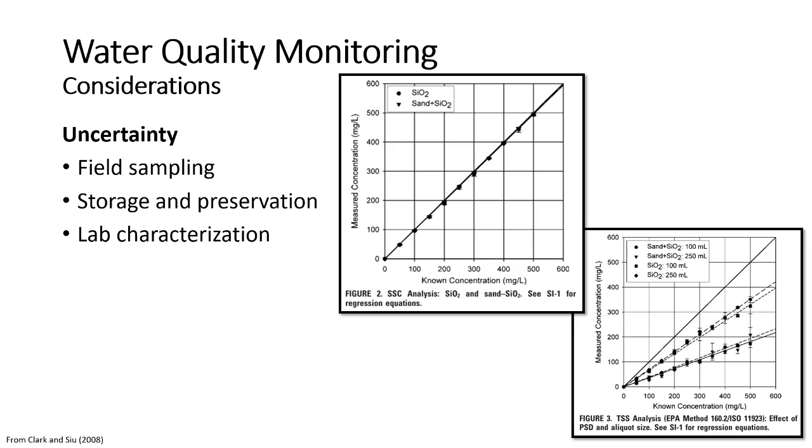This is another graphic from Clark and Sue. What this is showing is, for the USGS's SSC method, we've got standards, so we've got known concentrations here on the x-axis, and we've got the SSC measurement on the y-axis. Pretty nice, right? It's hitting that one-to-one line almost perfectly. But when we do the same thing for TSS analysis, using EPA 160.2, which is not the standard method, if this is the one-to-one line, so this would be a perfect measurement, we're falling pretty well below that depending on what the characteristics of the sample are. So sand and silicon dioxide are kind of bringing that down below one-to-one.